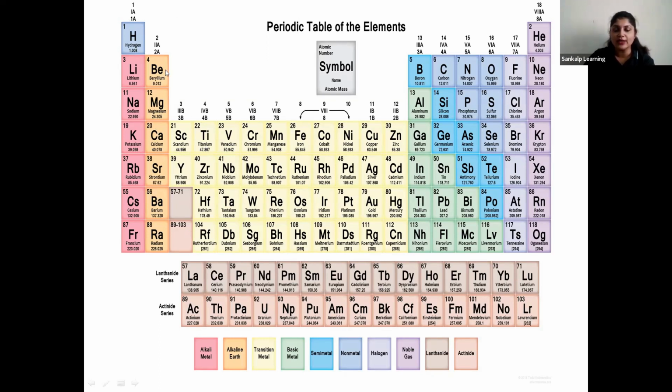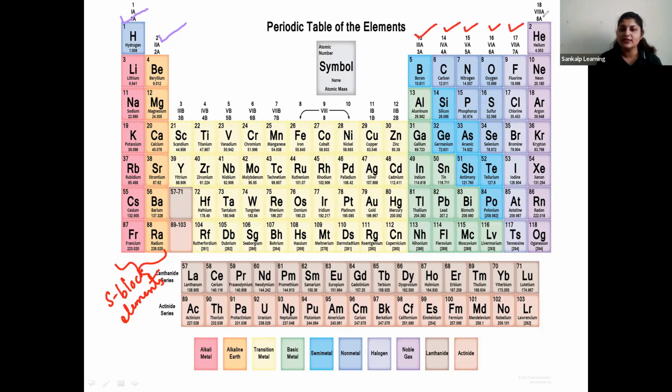Now we'll see what these are called. The elements were classified into 4 blocks. Group 1 and group 2 are called S block elements. Then groups 13, 14, 15, 16, 17, 18 are called P block elements.